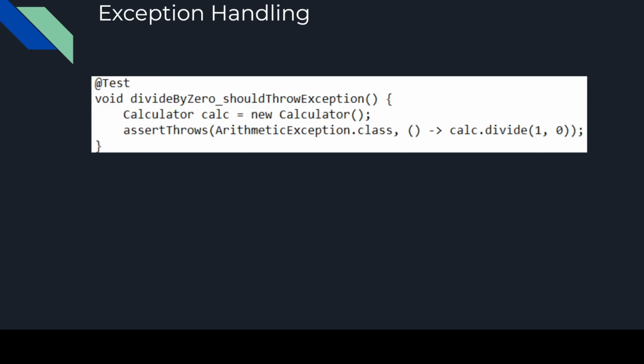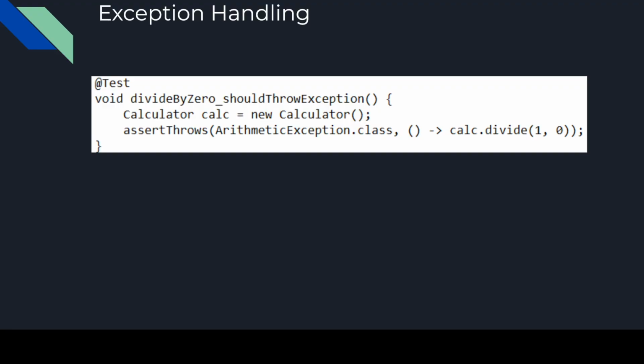This is another example screenshotted from Notepad. This is exception handling. Unit testing isn't just about checking correct output, it's also about verifying that your code behaves correctly when things go wrong. This includes handling exceptions properly.